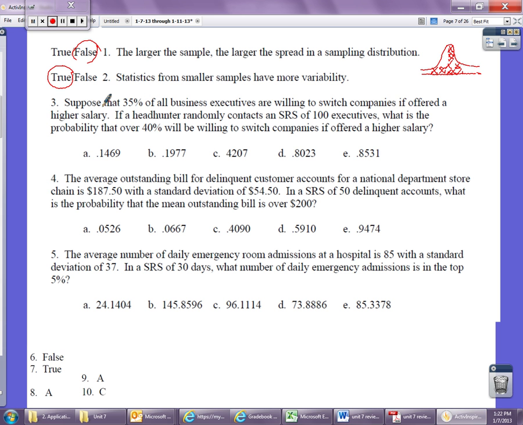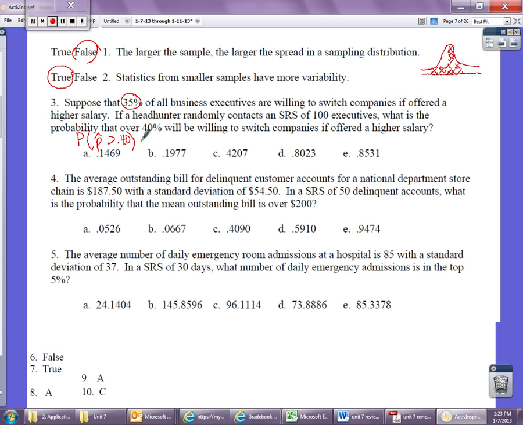The next one was number 8 on your review packet, but number 3 here. Suppose that 35% of all business executives are willing to switch companies if offered a higher salary. If the headhunter randomly contacts a simple random sample of 100 executives, what is the probability that over 40% will be willing to switch companies if offered a higher salary? This is going to be a p hat because you're given a parameter here, and it's over 40%. So there's your probability statement.